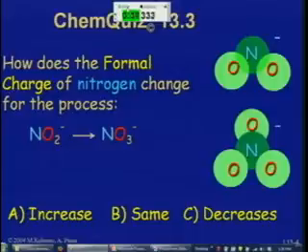Does it increase or decrease or stay the same? What does it do? If you go from this to this, does it increase, stay the same, or decrease? The formal charge on the nitrogen. What is it?